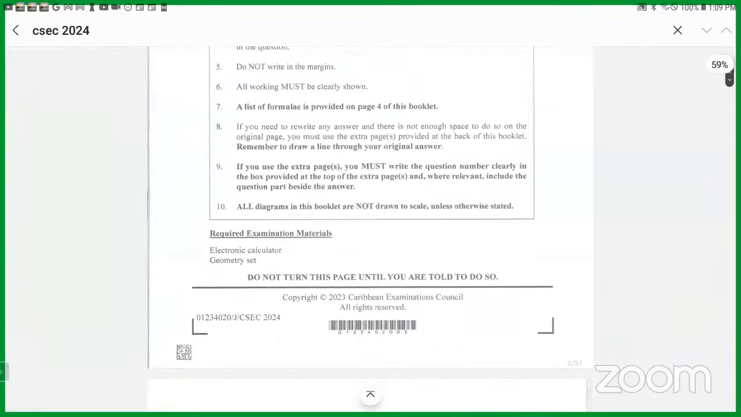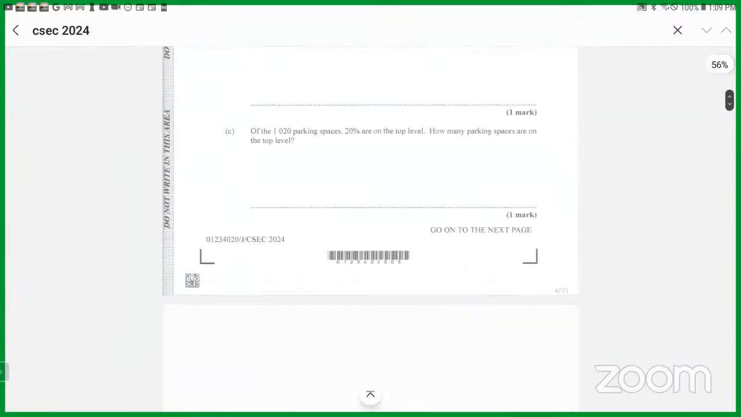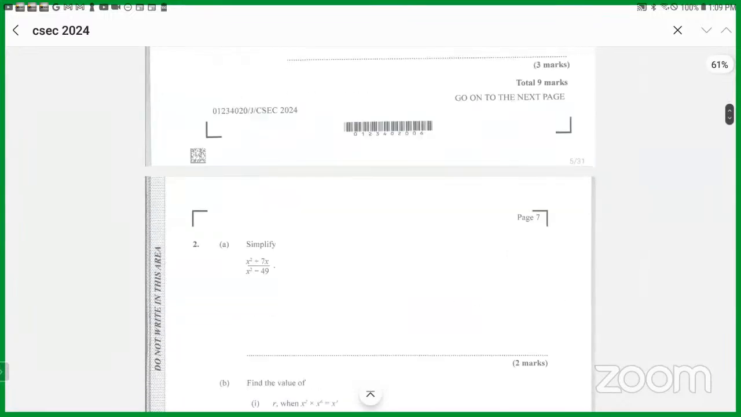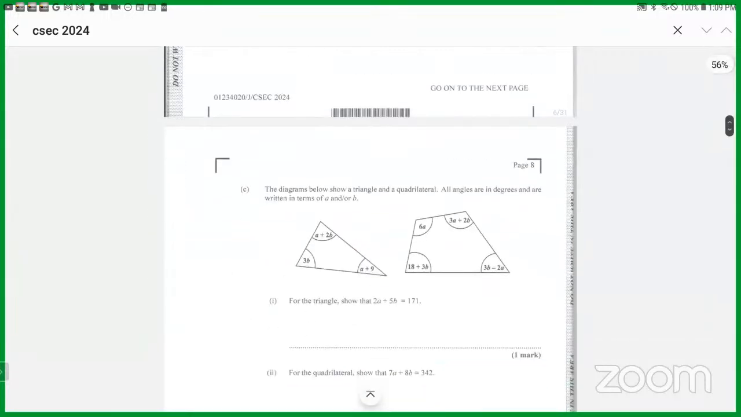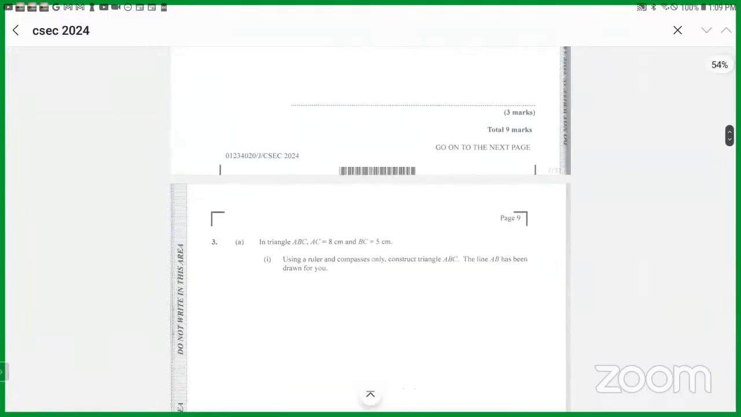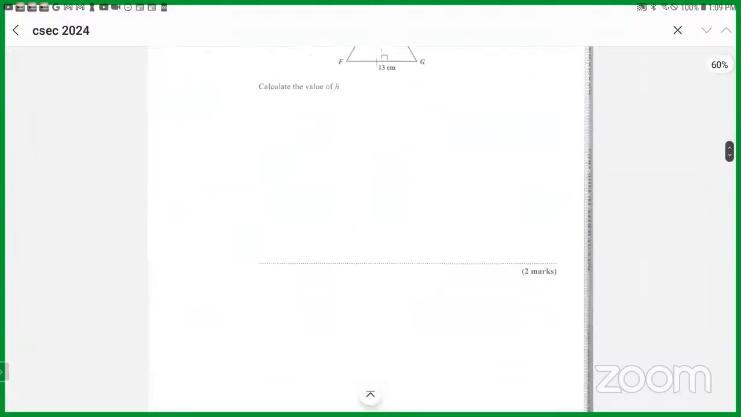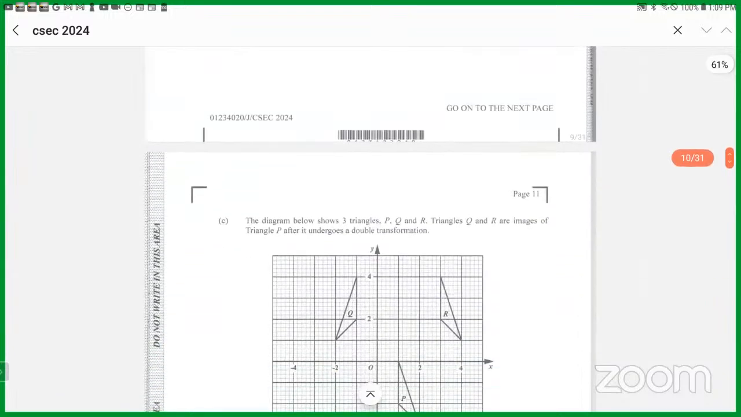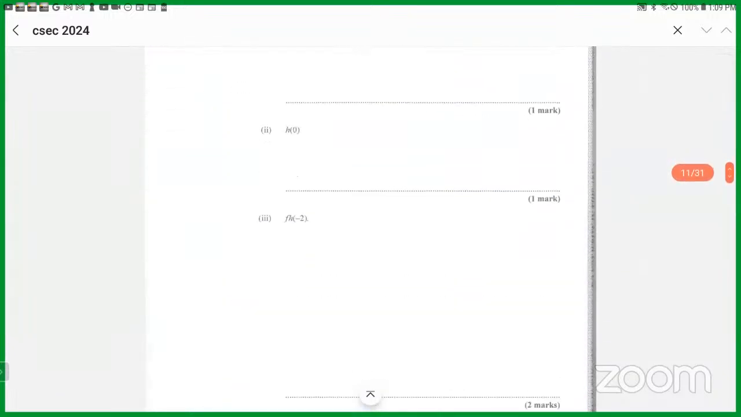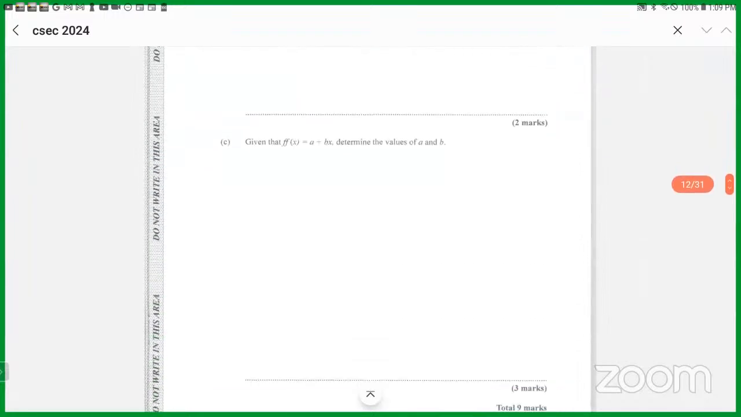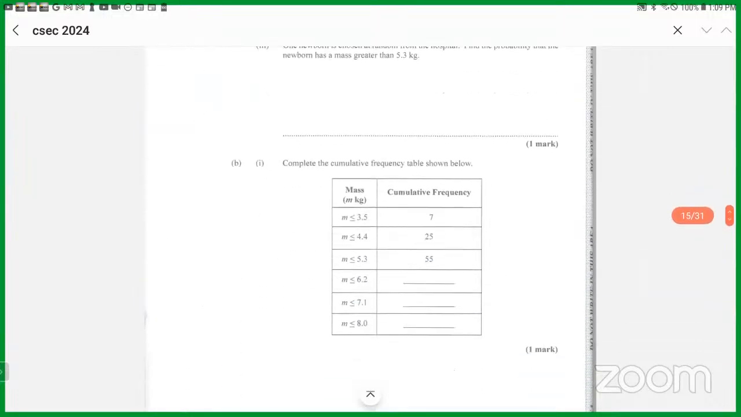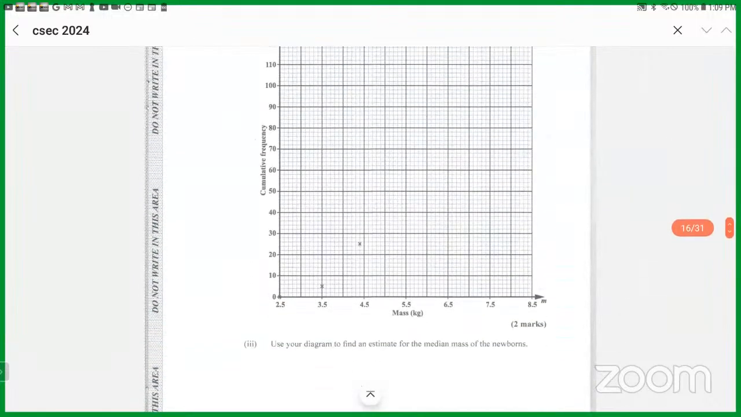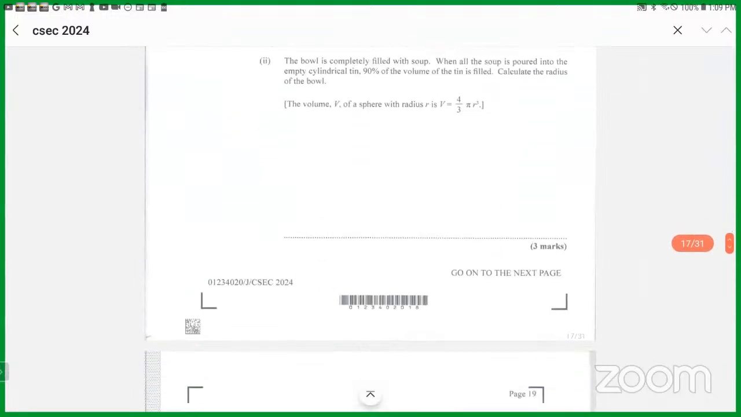Let's see now what that question is. I don't remember. Let me see. I don't remember what question it was. Let's see if I can find it. Maybe section 2. Oh yes, I remember it now.